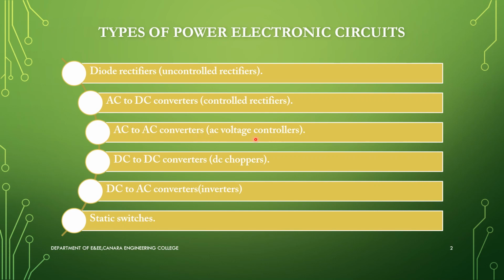Next, coming to AC voltage controllers. Here fixed AC is converted to variable AC voltage. DC choppers, DC to DC converters, fixed DC is converted to variable DC. Similarly, inverters, fixed DC is converted to variable AC, and the last one is static switches. So each of these power converters, we will look one by one.